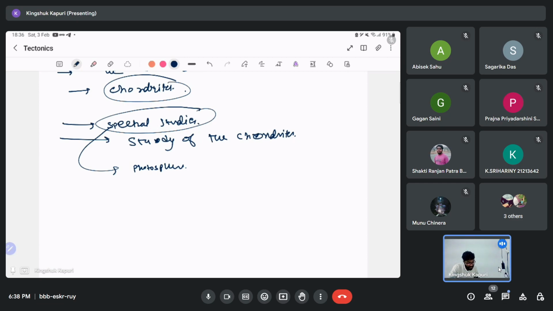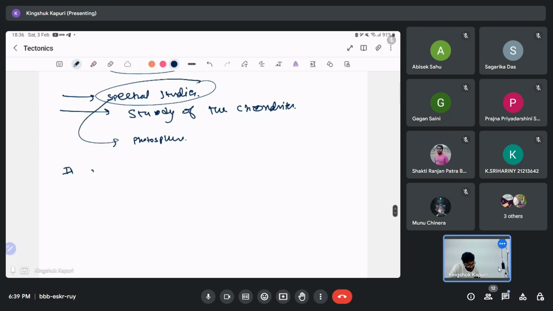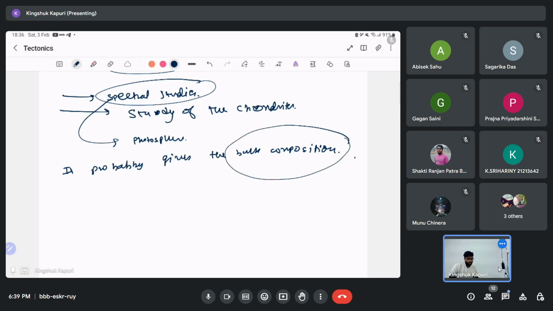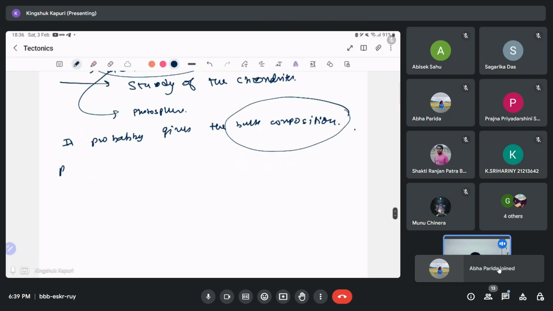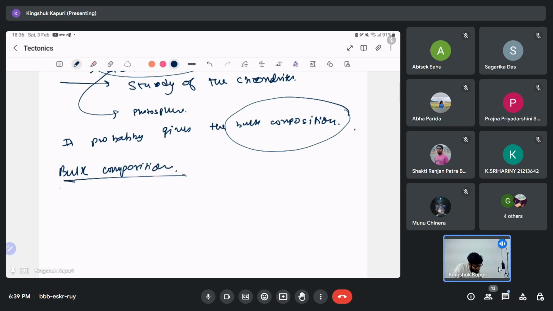Okay, now, from the spectral studies, by studying the photosphere of the sun, it probably gives us the bulk composition of the sun. Now, if we get the bulk composition of the sun, it is also easy to find the bulk composition of our planet Earth, right? And this is the reason why we study the chondrites.